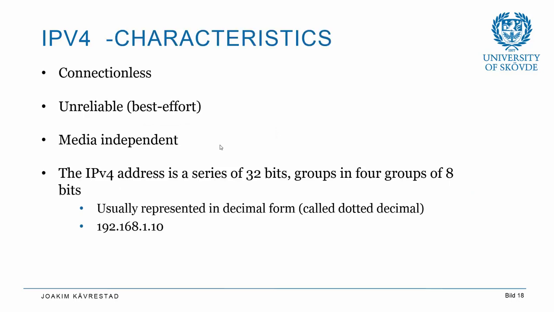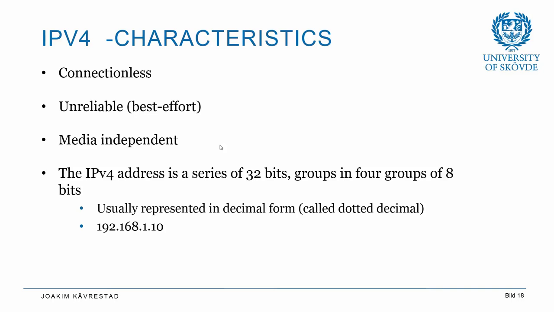So let's talk about some of the characteristics of IP, or IP version 4. It's connectionless and unreliable, meaning that it's a best effort protocol. What this means is that IP in itself doesn't really care if a package comes to the receiving end or not. It just sends out the package to where it should go and hopes for the best. Pretty much like when we send a letter with a post office. There is no way for us to know when it reaches the destination. IP is also media independent, meaning that IP doesn't care about whether the package is sent over fiber or copper or over something else.